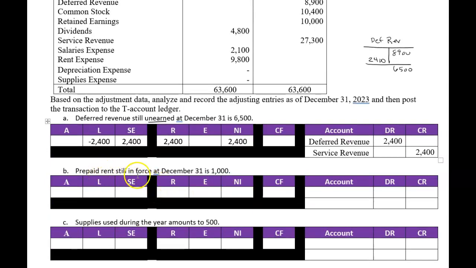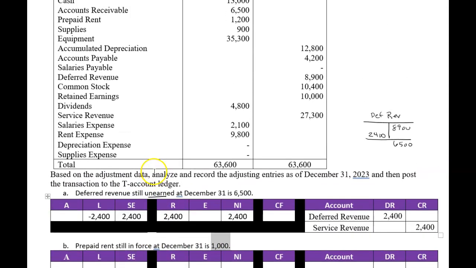Prepaid rent still in force at December 31st is $1,000. So the amount in force, in other words, the amount that we still have at the end of the year is $1,000. If we go up here and look, notice we had $1,200. Now I'm not going to tee every one of these out, but we have $1,200. We should have $1,000. That means we've consumed $200 of that rent.